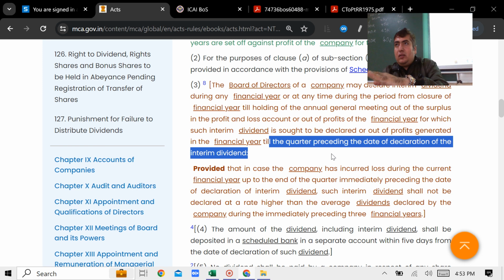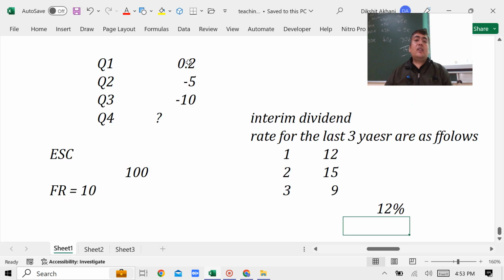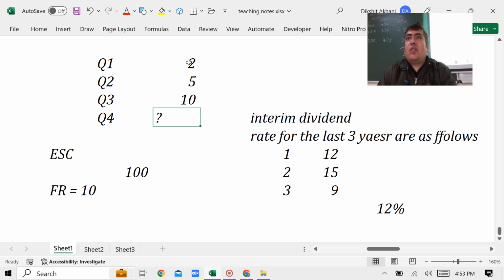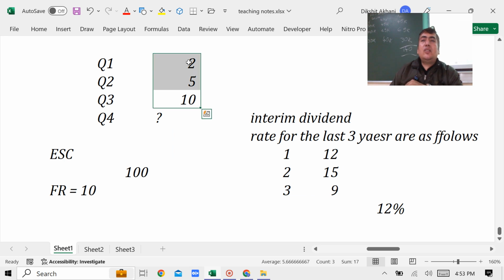Let's say the answer goes like this: 2 crore, 5 crores and 10 crores. Fourth quarter I'm not sure what the profit will be. So whatever profit I have earned in these 3 quarters, I can pay dividend out of it. And this condition doesn't apply.